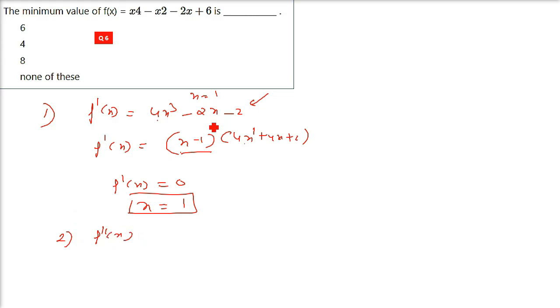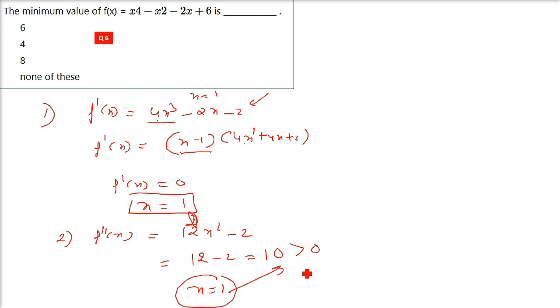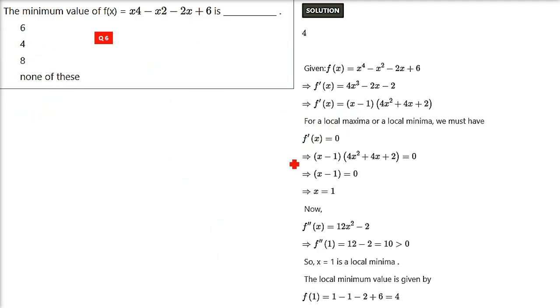When x equals 1, the double differentiation is 12x² minus 2. Now put x equals 1 in this equation, you will get 12 minus 2, which is 10. 10 is a positive value, so you are going to get a minimum here. So x equals 1 gives you a minimum value. The question is also asking about the minimum value. What will be the value? Put x equals 1 in the original equation, and you're going to get 4, and that 4 is your final answer. So this is the reference for you. You can just follow this.